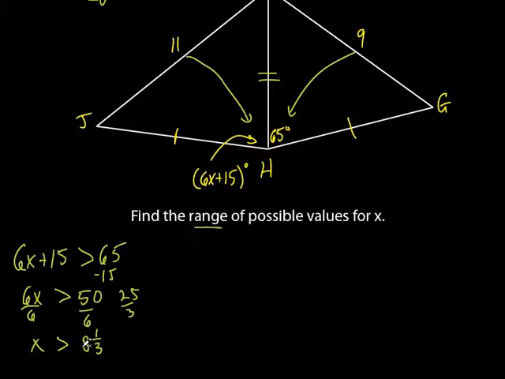For instance, can I go to 1,000,000, or 1,000 or something like that? Well, let's take a look. There are two things that we know about this 6x plus 15. The one thing we know is it's bigger than 65. What I want to find out is what x could possibly be less than.